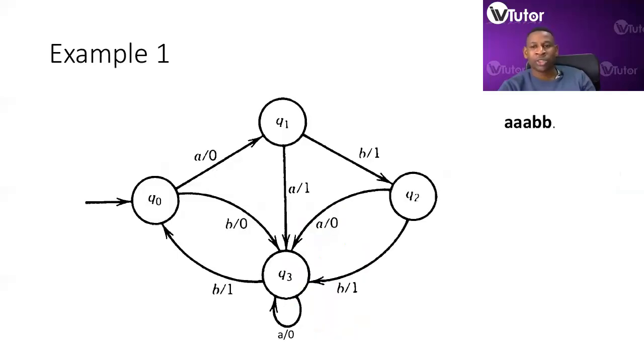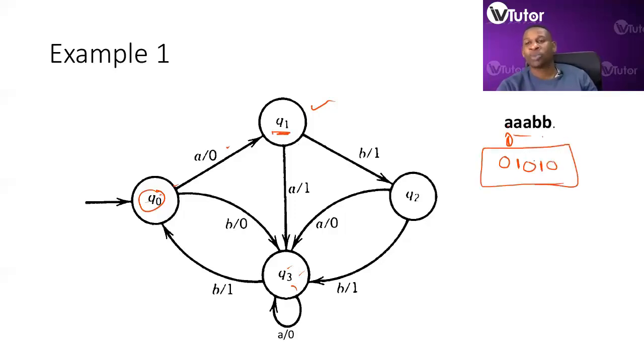If you're given a Mealy machine and want to accept it, we can pass it through. If you start in Q0 and encounter an A, you print an output of 0 and go to Q1. Encountering an A there, you go to Q3 and print a 1. In Q3, an A gives output 0 and you remain in Q3. In Q3, encountering B, you go to Q0 with an output of 1. In Q0, encountering B, you print 0 and go to Q3. So this will be our output.